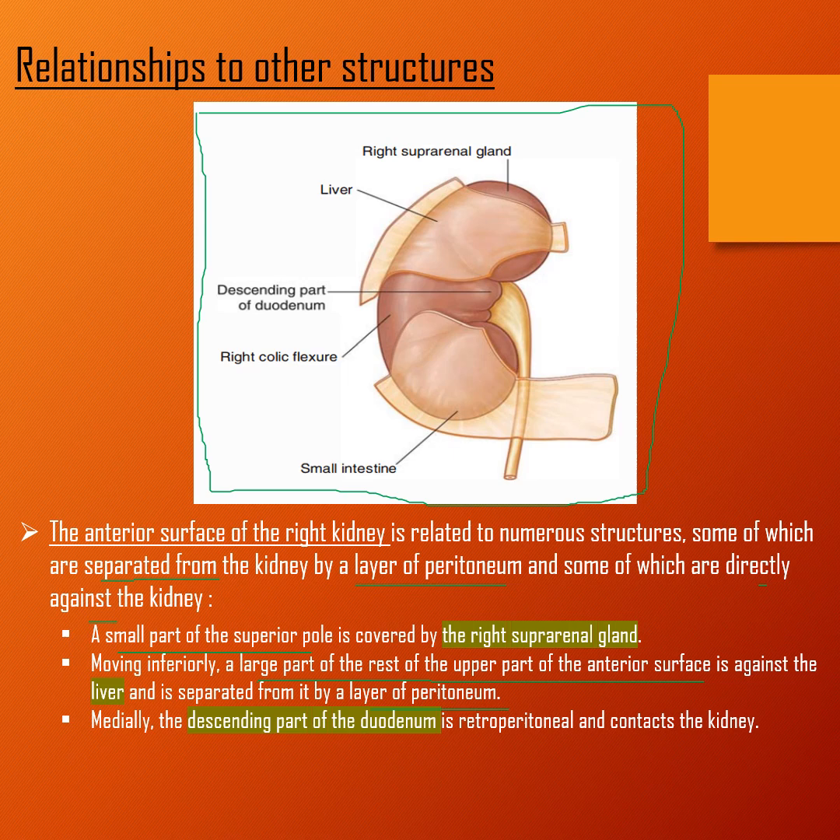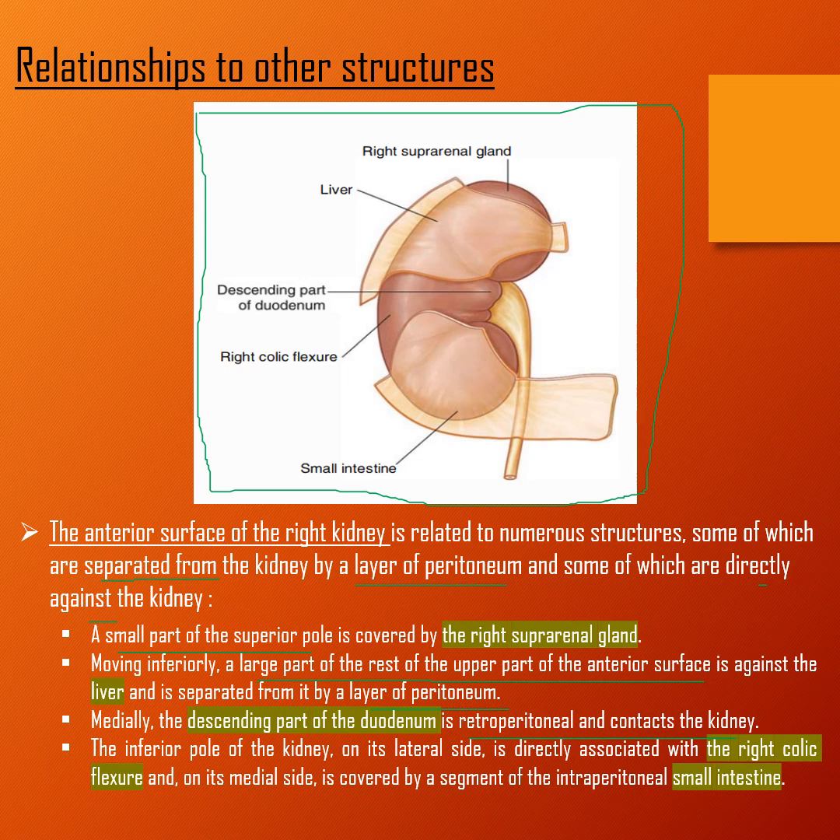Medially, the descending part of the duodenum is retroperitoneal and contacts the kidney. The inferior pole of the kidney on its lateral side is directly associated with the right colic flexure, and on its medial side it's covered by a segment of the intraperitoneal small intestine.